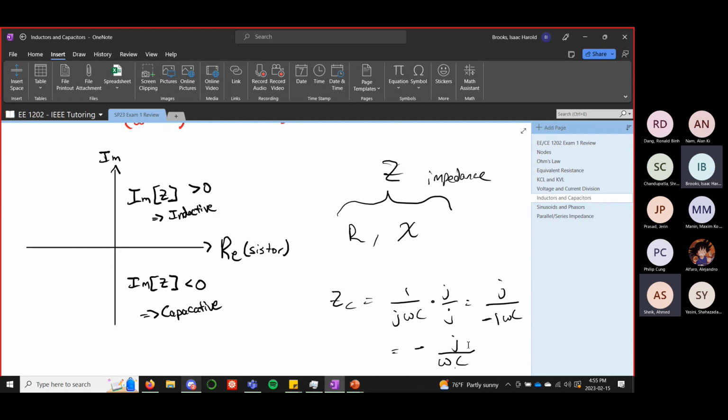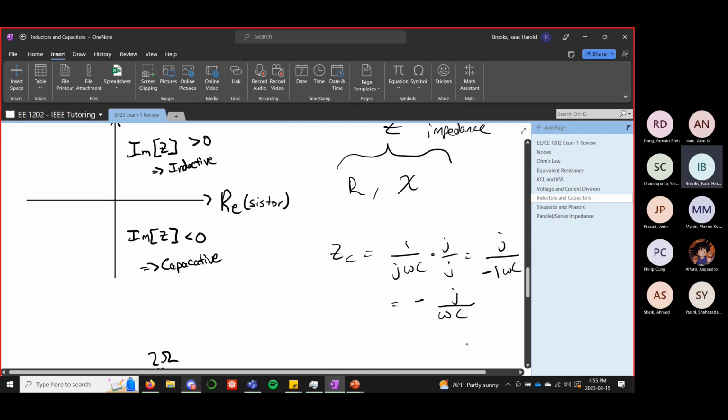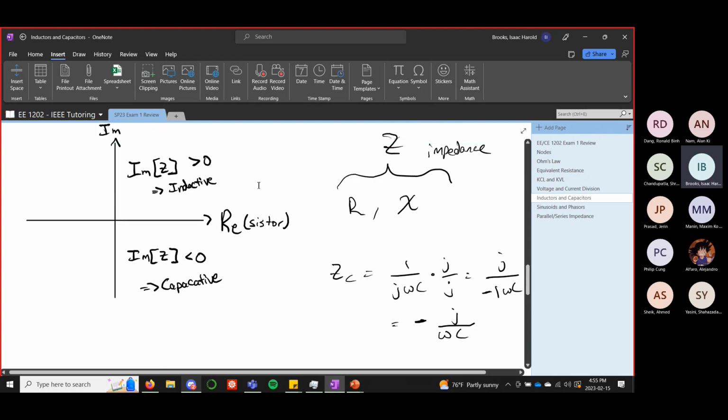If you had to add it to an inductance, then you can just factor out the J and add the 1 over omega C part. But we'll get to an example of that in a bit. So that's why capacitive is the negative imaginary impedance, because you have this negative 1 when you rationalize the denominator, or you get rid of the J in the denominator. Okay, so this might be useful.